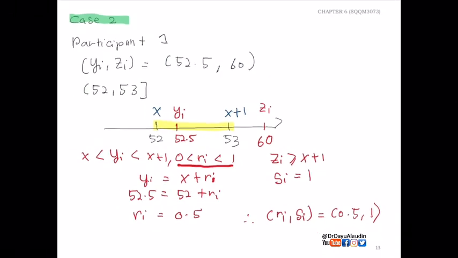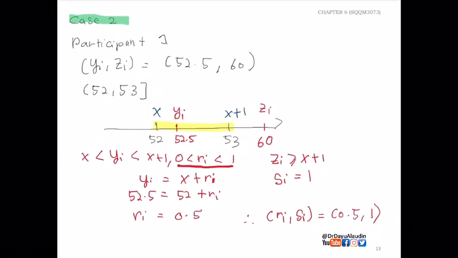In case 2, participant 1, I gave you the example. In case 2, participant 1, the RI, SI is 0.5 and 1. This one we classify as special case B.